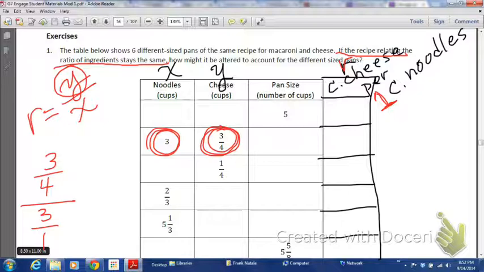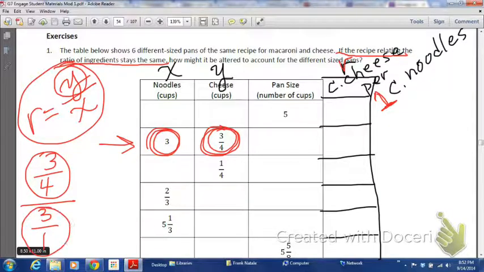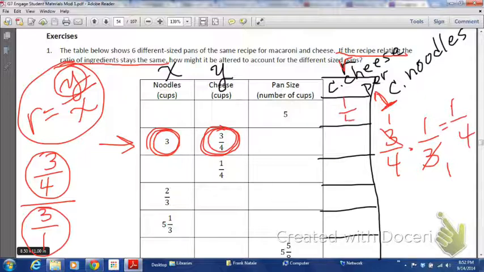I'm doing Y divided by X because I'm trying to find out my rate, and the only one scenario that allows me to do that is this one here. So I have my Y, 3/4, divided by my X, which is 3 over 1, or 3 is the same as 3 over 1. I'm going to multiply by the reciprocal of my fraction here. Actually, I can just cross cancel there. So that's 1/4. My rate is 1/4, and what that rate means is 1/4 cup of cheese per cup of noodles.